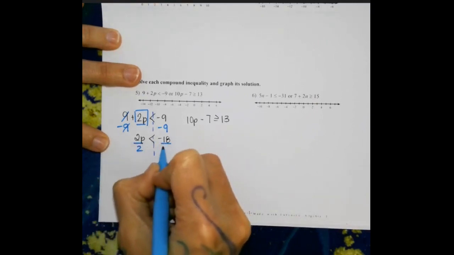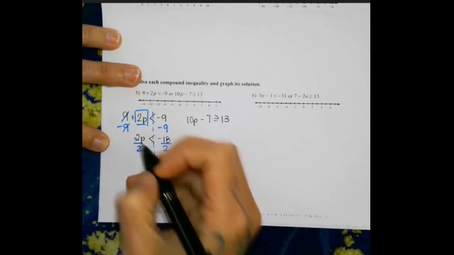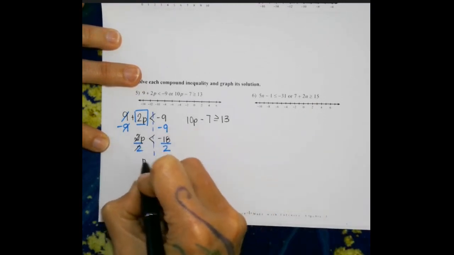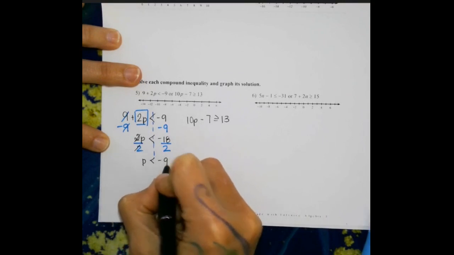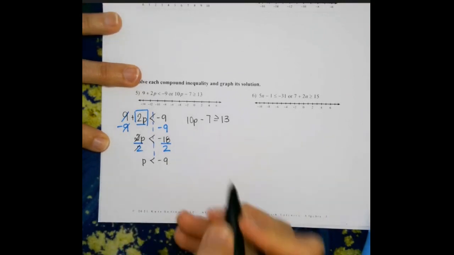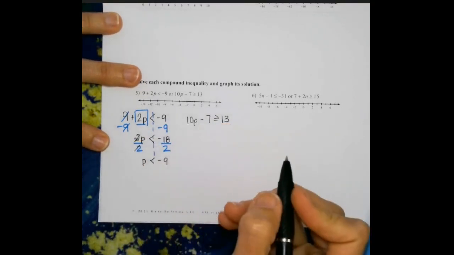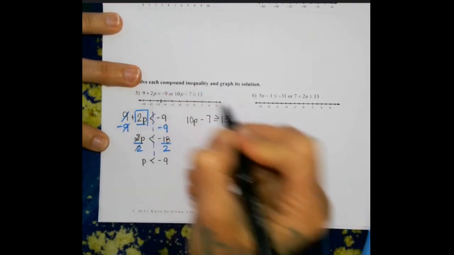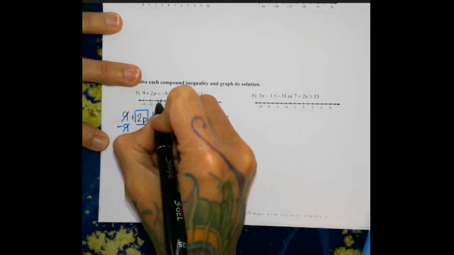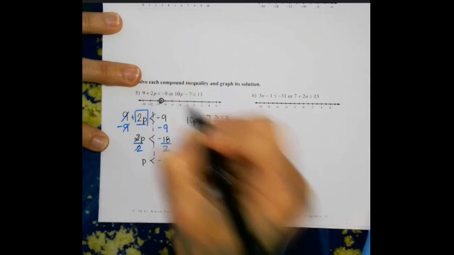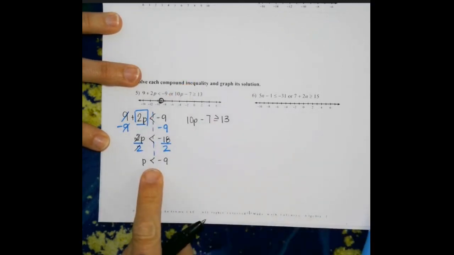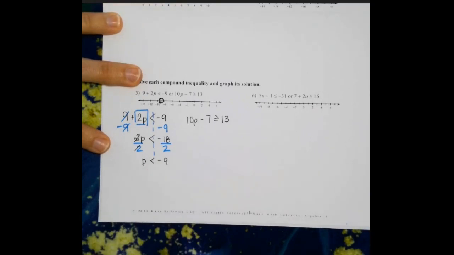Positive 2, positive 2, positive 2. So that means we're going to keep on rocking and rolling and everything is perfect. So p is going to be less than negative 9. So we're going to go to our negative 9, which it looks like these are counting by 2s. So it's going to be right here. And we're going to do an open circle. Do we want to leave it open or should we color it in? Leave it open. Good. All right.